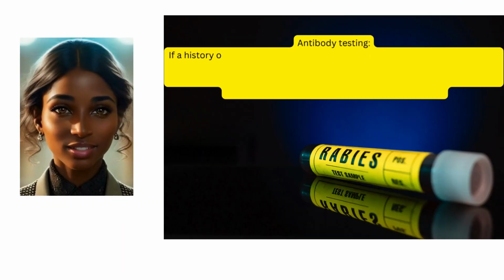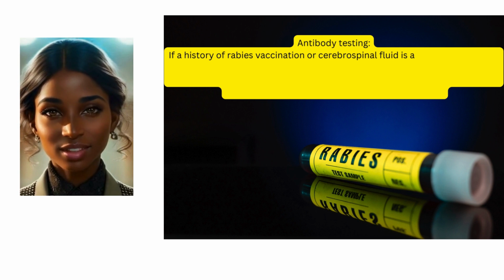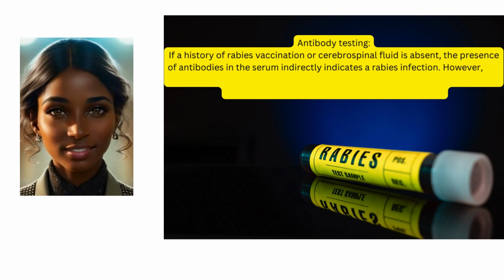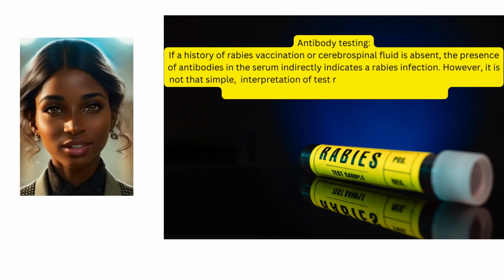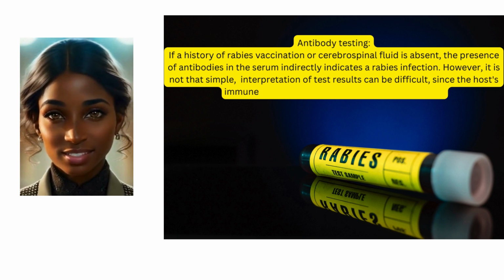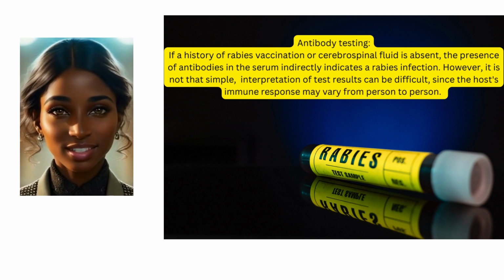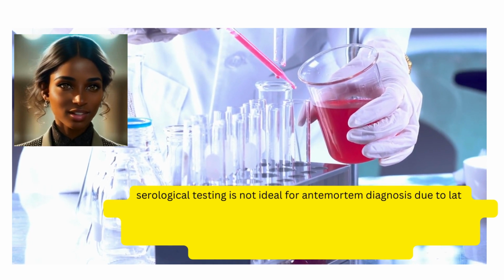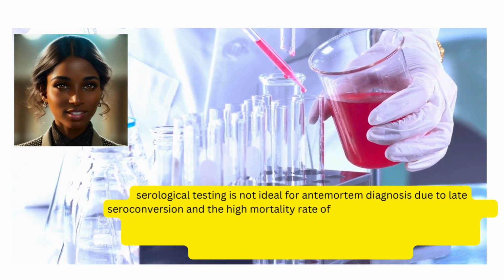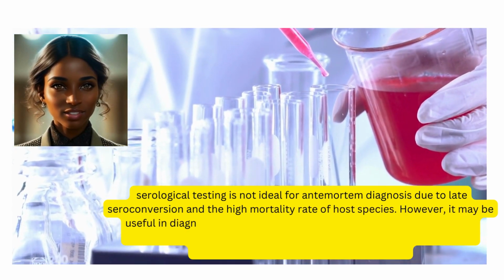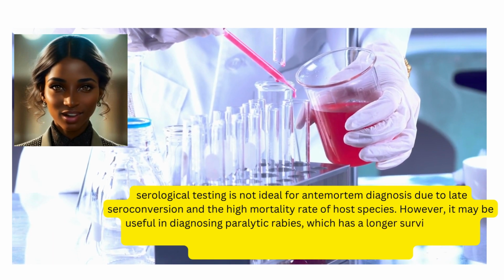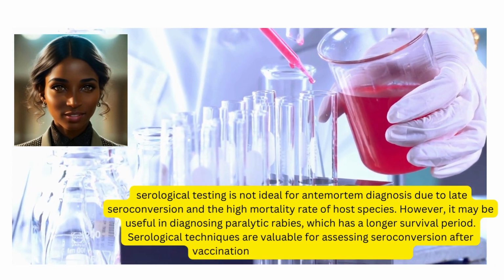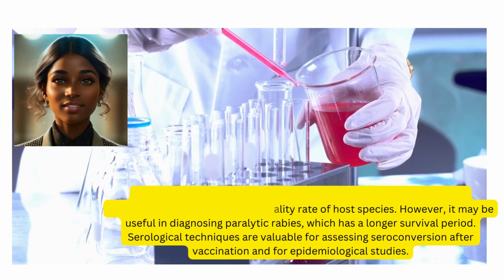Antibody testing. If a history of rabies vaccination or cerebrospinal fluid is absent, the presence of antibodies in the serum indirectly indicates a rabies infection. However, it is not that simple. Interpretation of test results can be difficult, since the host's immune response may vary from person to person. Serological testing is not ideal for antemortem diagnosis due to late seroconversion and the high mortality rate of host species. However, it may be useful in diagnosing paralytic rabies, which has a longer survival period. Serological techniques are valuable for assessing seroconversion after vaccination and for epidemiological studies.